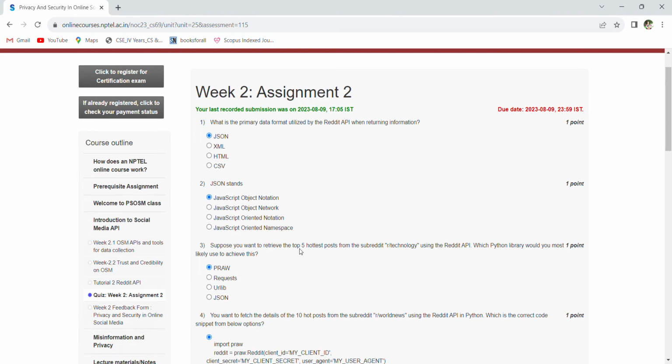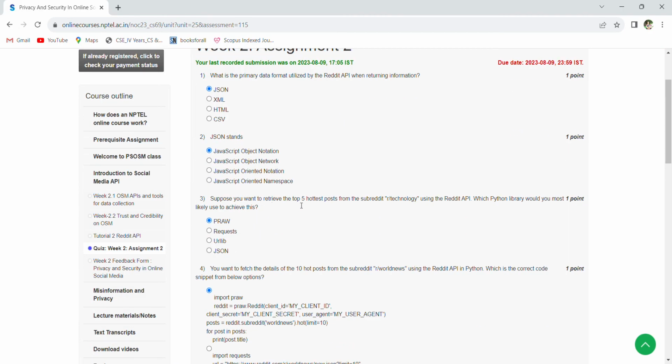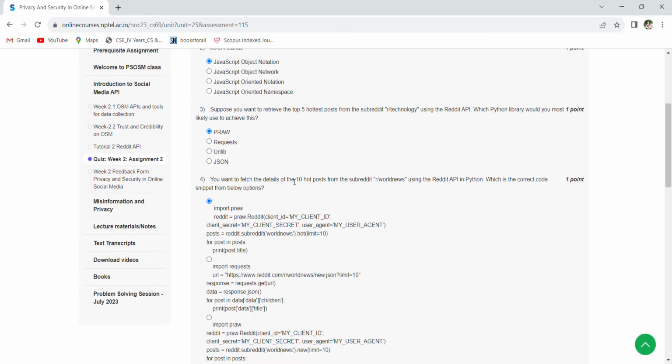Suppose we want to retrieve the top 5 hottest posts from the subreddit technology using the Reddit API, the Python library is PRAW. If you want to fetch the details of 10 hot posts, then see the code in which hot is given, that is the answer. So the first one is the right answer.